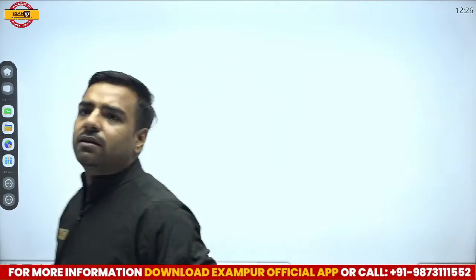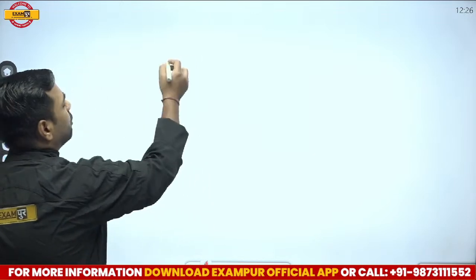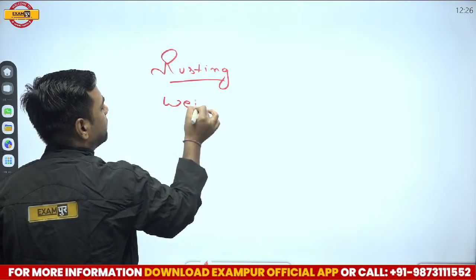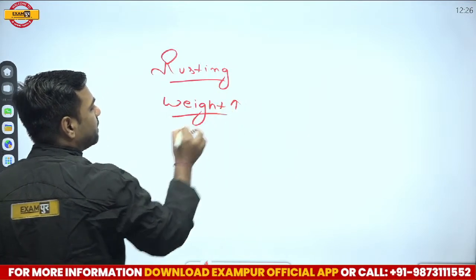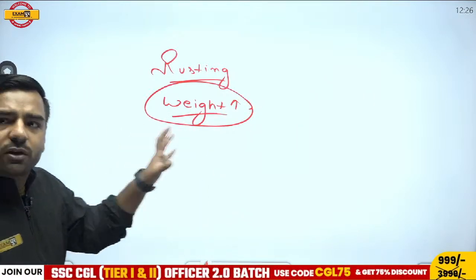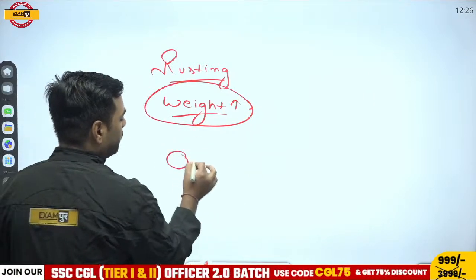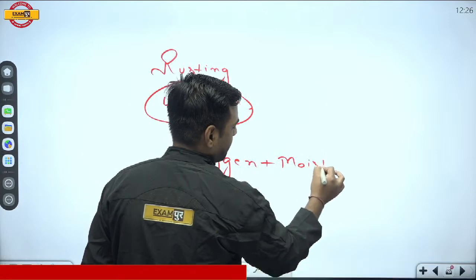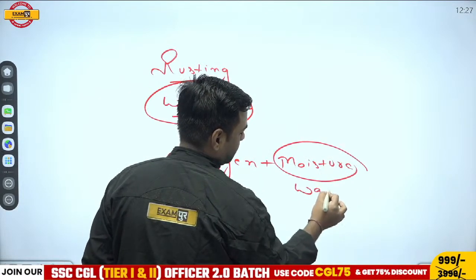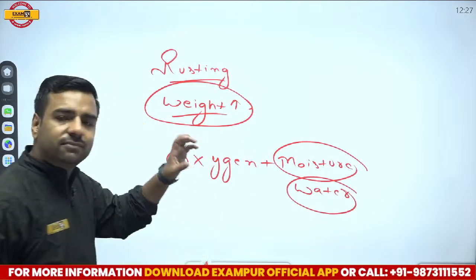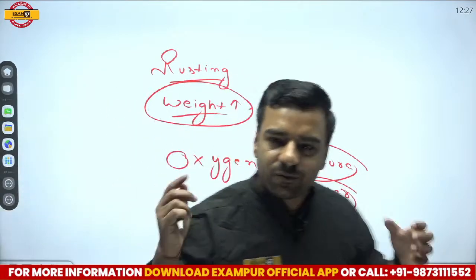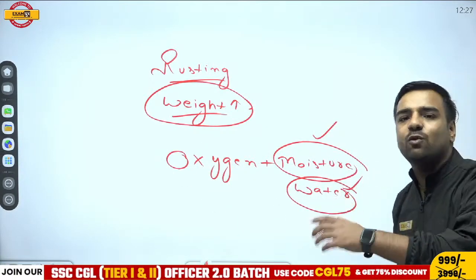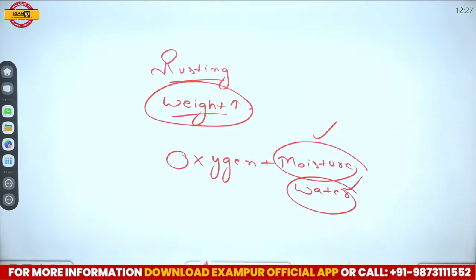One more thing I want to explain: when I talk about this rusting process, weight is increasing, no doubt. But when this rusting process is taking place, we are talking about oxygen and moisture, right? So if you get oxygen and moisture in the option, apart from moisture, there may be water as well. It may be given in the form of a formula, so please remember, it may be H2O that is given. So moisture, water, or H2O, whatever is given, just go with that. That is actually for the rusting process.